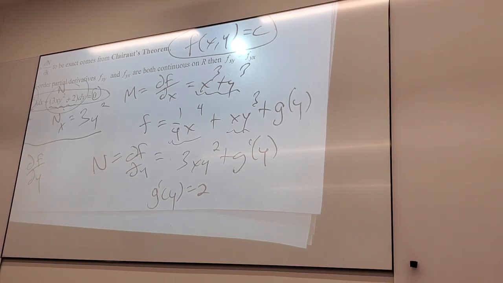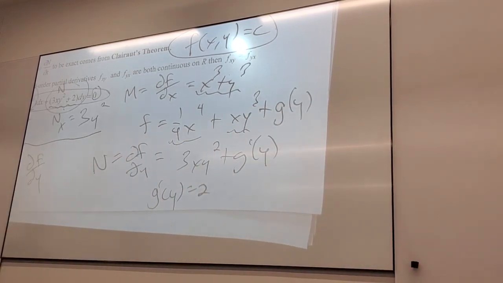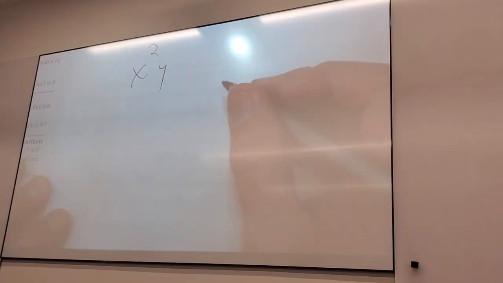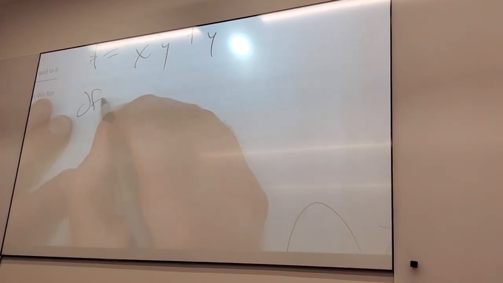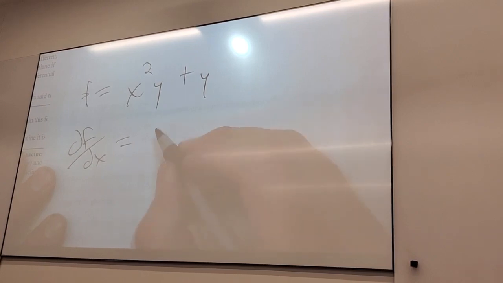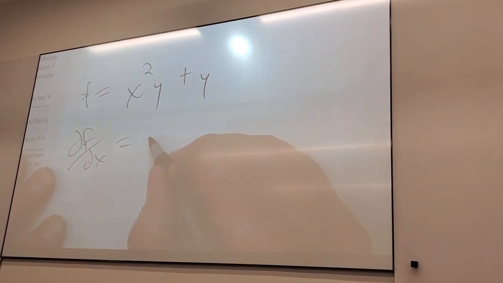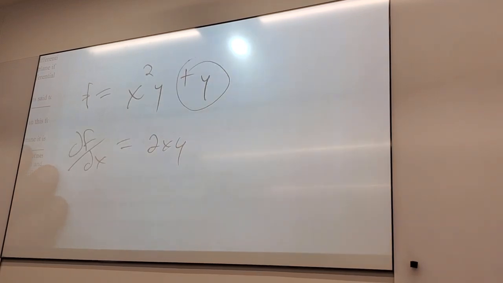Agree with me? If I have a function, for example, that looks like this, x squared y plus y, and I take the partial with respect to x, what do I get? 2xy. What happened to this guy? Constant.